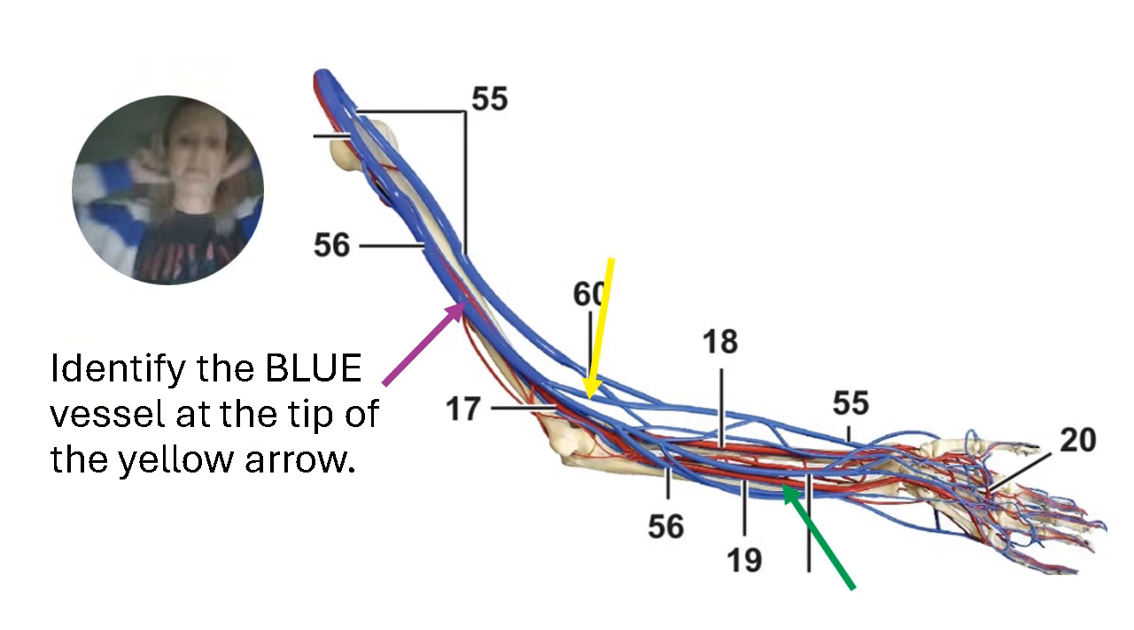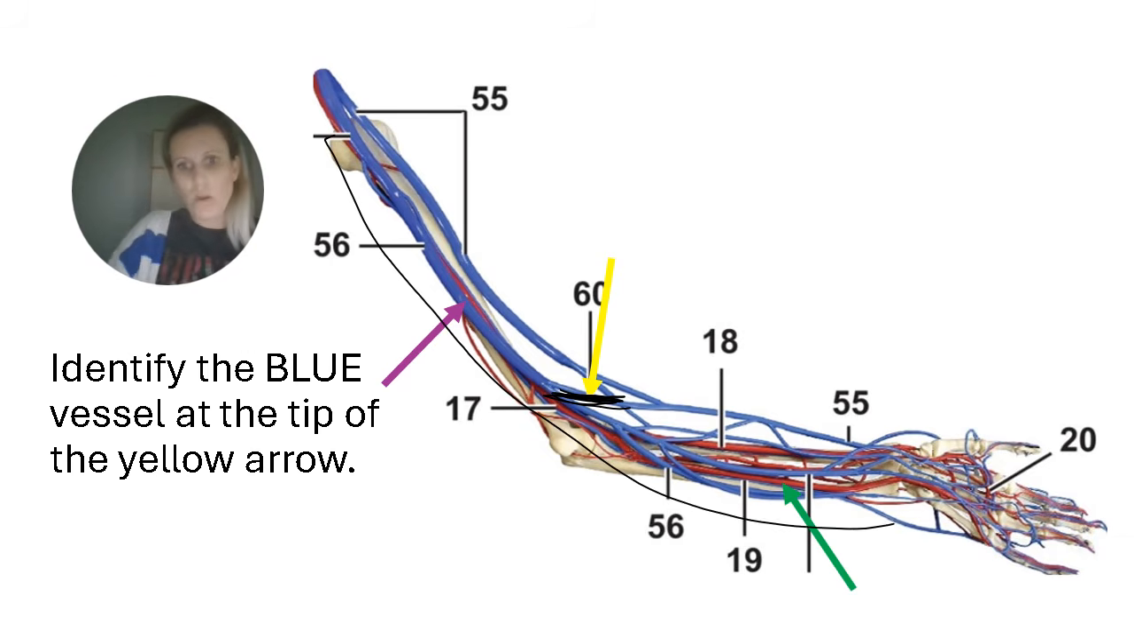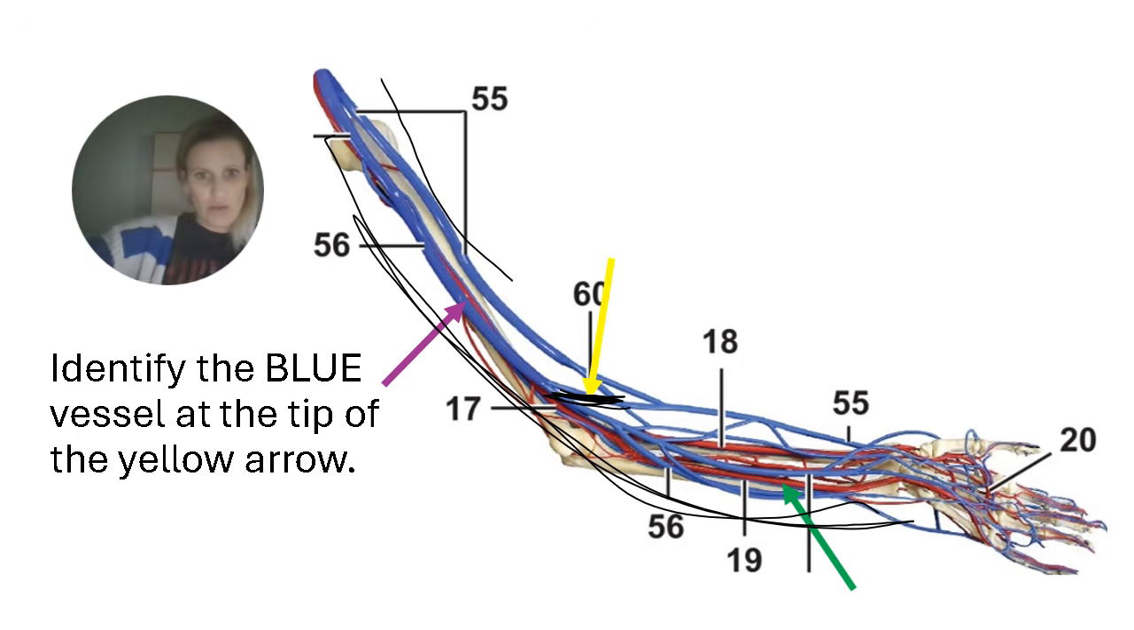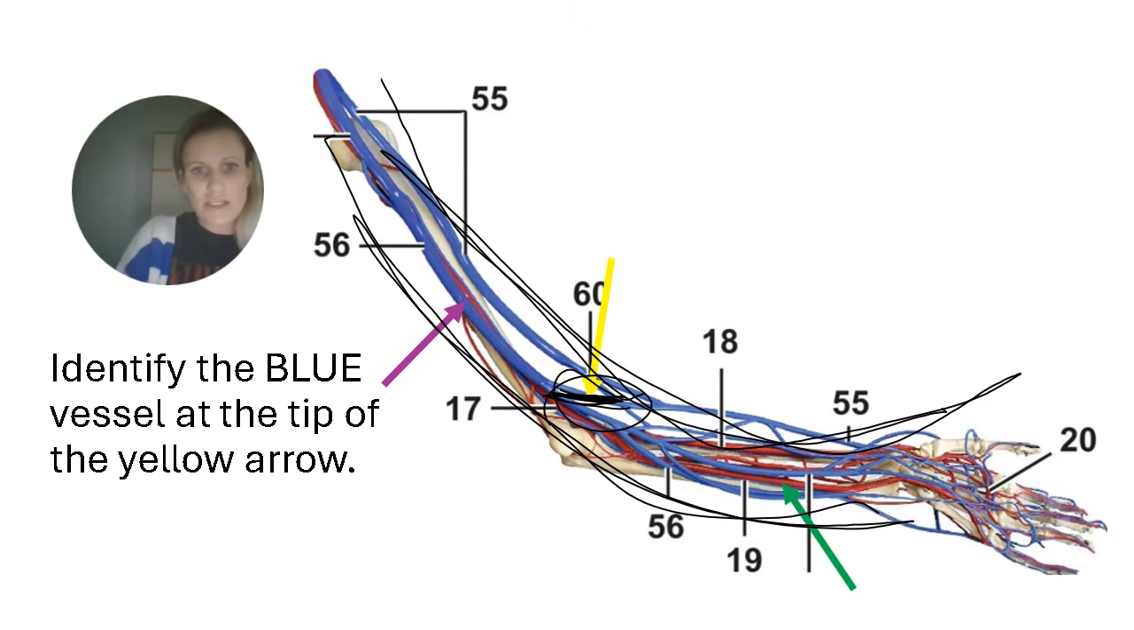The blue vessel at the tip of the yellow arrow. So this is talking about just this little connector right here at the front of the elbow. Remember, like with all of these superficial veins, we said we've got one that goes all the way down the pinky side of the arm, and we've got one that goes all the way down the thumb side of the arm. This yellow arrow is pointing to just this little connection between the two.